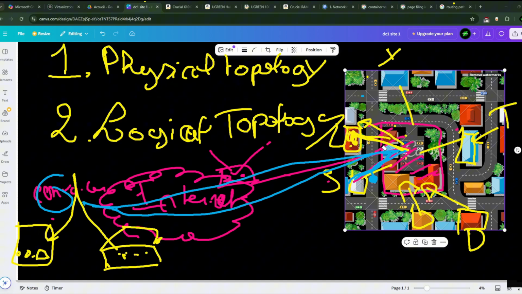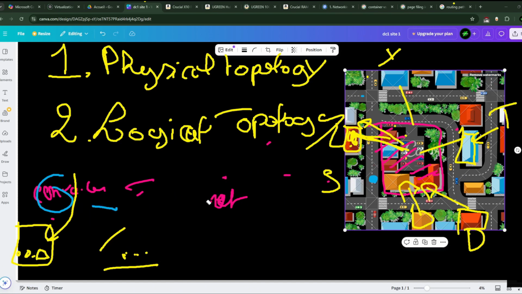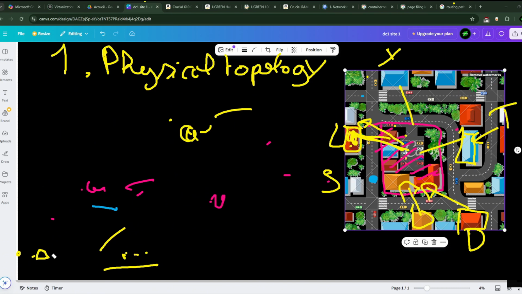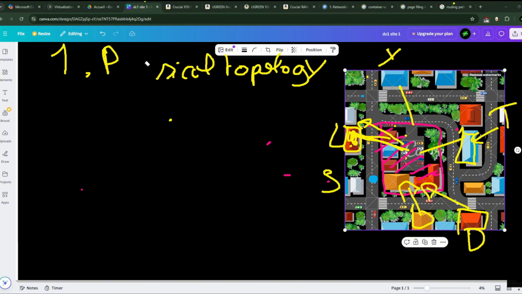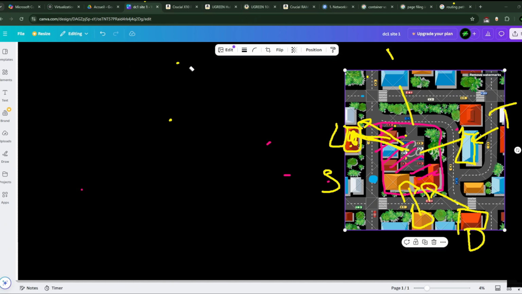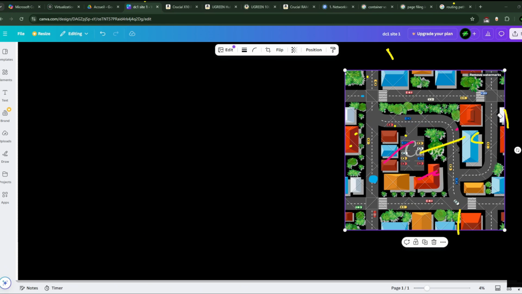In mesh topology, the physical layout is that each device is connected to every other device. The example that I could give you for this is a high redundancy corporate network. I can show you right now. Let me just wipe this. I'm going to show you what it's about.